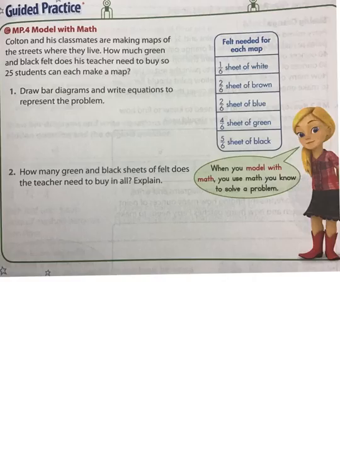Let's do the guided practice together. Colton and his classmates are making maps of the streets where they live. We want to find out how much green and black felt his teacher needs to buy so 25 students can make each map. We need to draw bar diagrams and write equations to represent the problem.